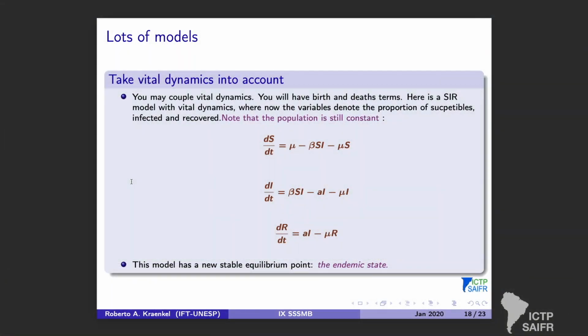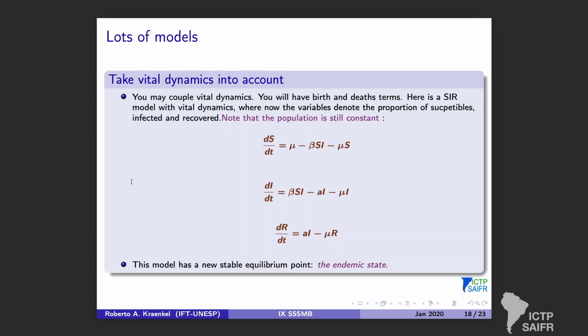So you see here, I forgot my pointer. Well, you see this is just the same model as the SIR model. I'm not writing the N because it's not very important actually. This is S, I, and R in this slide, representing the fraction of susceptibles, the fraction of infected, and the fraction of recovered.